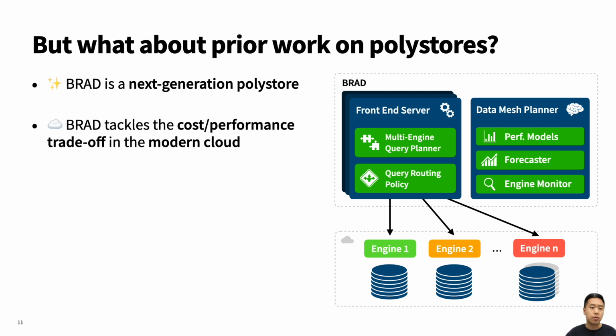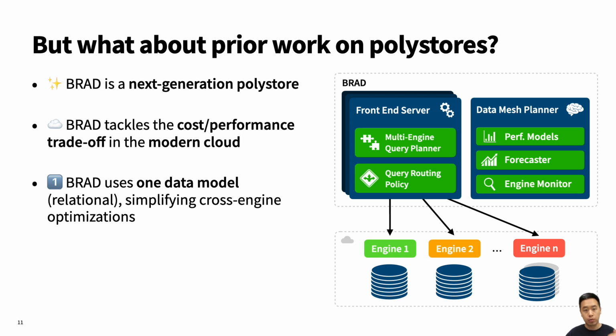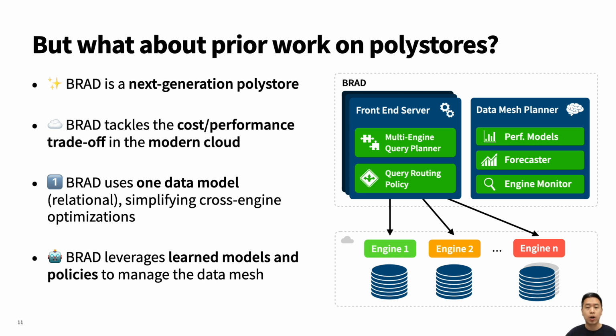Historically, we were really concerned about making the most out of the hardware that we have available. But theoretically now in the cloud, we can use as much hardware as we need. We just need to be willing to pay for it. So now there's this interesting trade-off between cost and performance that Brad needs to tackle. The second is that Brad uses one data model, which is the relational data model, and this simplifies cross-engine optimization, such as running a query across multiple engines. This is in contrast to prior work on Polystores, which was really about bridging multiple data models together. And finally, we envision that Brad will leverage all of the recent work on applying machine learning to optimize data systems to help manage and automate the management of the data mesh.